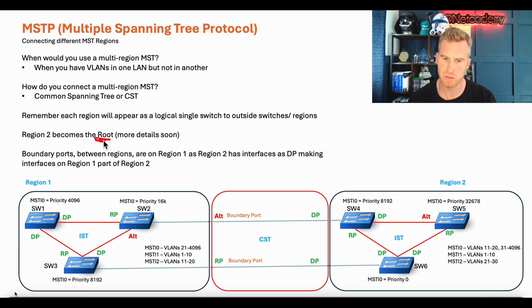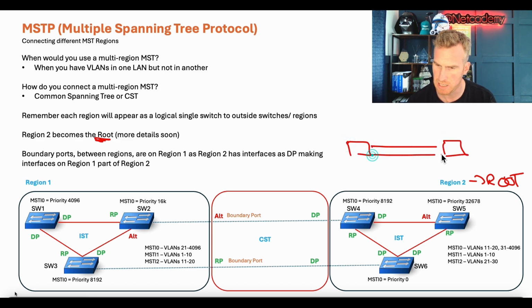But region 2 will actually become the root for this network, because don't forget, each one of these regions is viewed as a logical switch. And just as with any switched network, you're going to have a root bridge and you're going to have non-root bridges as well. So it's no different, it's just on a much larger scale. We're going to come into how region 2 became the root bridge in just a few minutes' time.